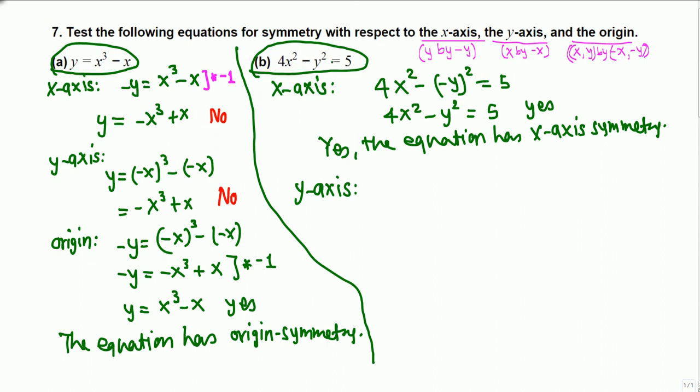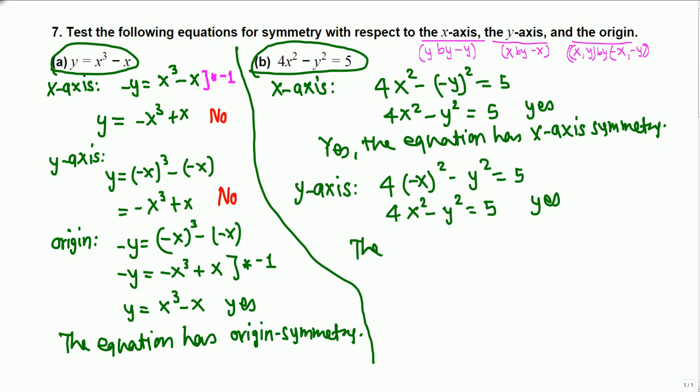In the original equation, we have 4 times negative x, squared, minus y squared equals 5. Negative x squared is positive, so we get 4x squared minus y squared equals 5. And this is the original equation. So yes, the given equation has y-axis symmetry.